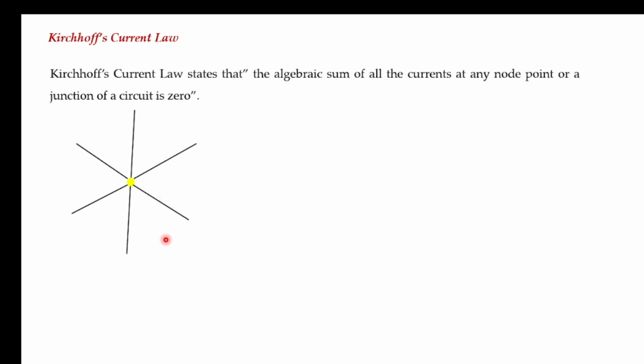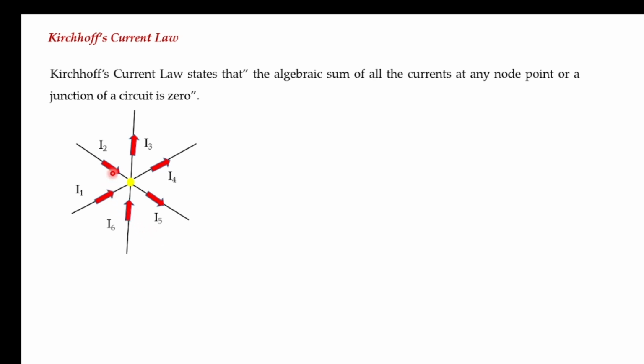Now let us assume that I1 is the current entering the node, I2 is another current entering the node, and I3 is the current moving away from the node. These two currents are flowing towards the node, and I3 is assumed as flowing away from the node. Similarly another current I4 moving away from the node, I5 moving away from the node, and finally I6 entering the node. So I1, I2 and I6 are moving towards the node. Similarly I3, I4 and I5 are moving away from the node. If the current is entering the node, we assume it as a positive value, and if it is leaving the node, we assume it as a negative value.